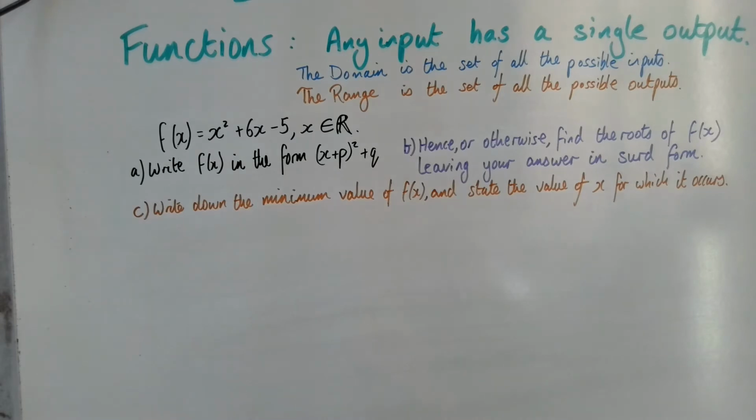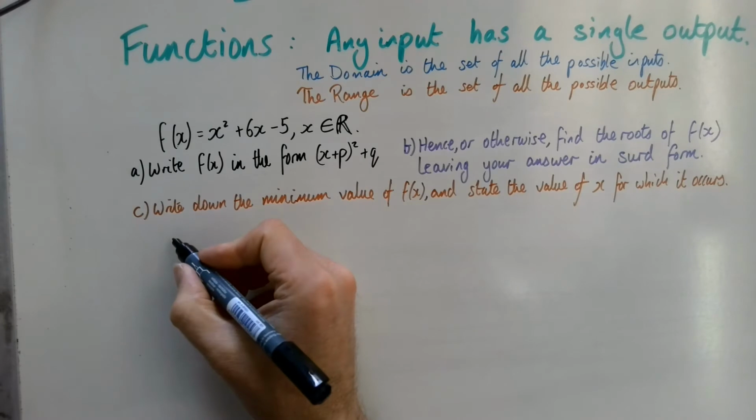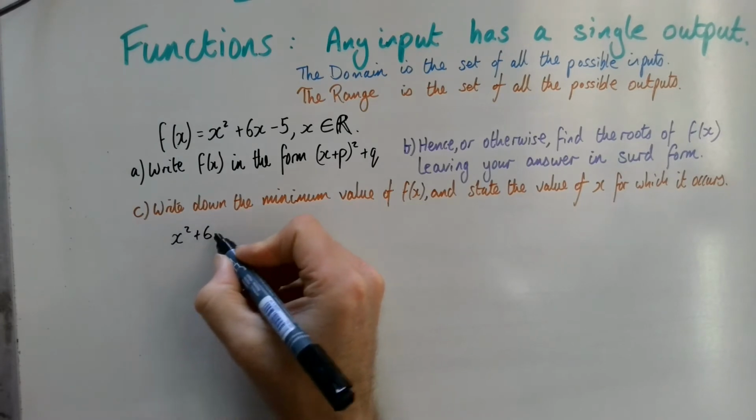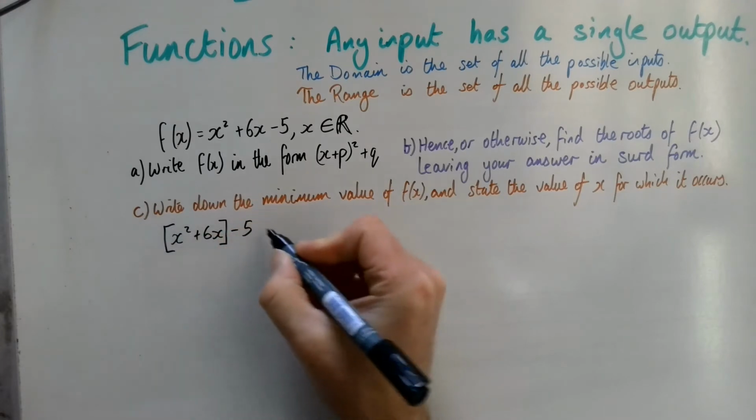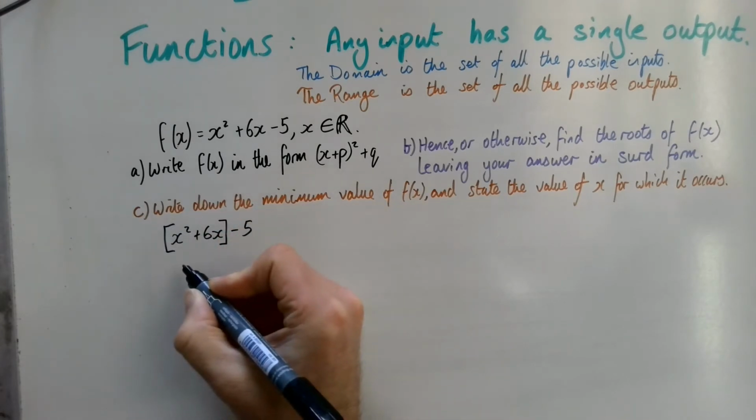Right, so here's our next question. We've got a function of x, and you should take it one part at a time, but pause the video, see what you can do. So start with the first bit, writing the function in the form x plus p squared plus q. Hopefully you've spotted that this is basically saying complete the square on this for us. So we've got x squared plus 6x take 5, and we're going to complete the square. So we're thinking we're dealing with that.